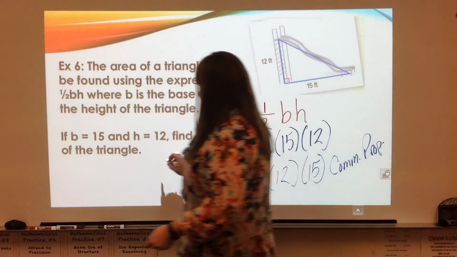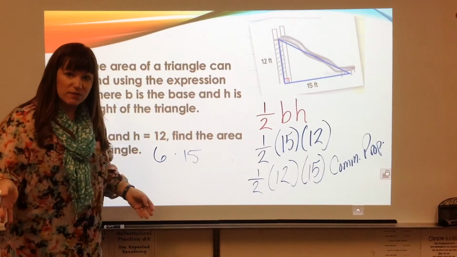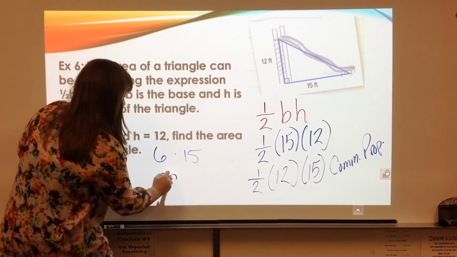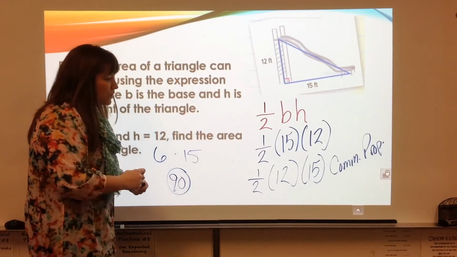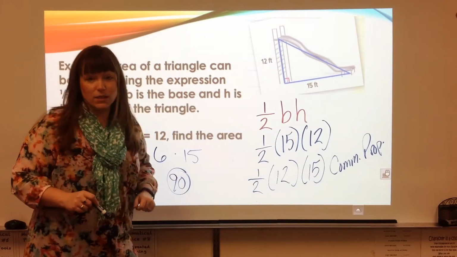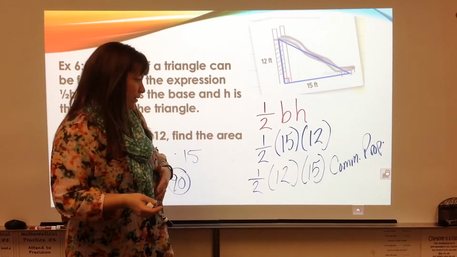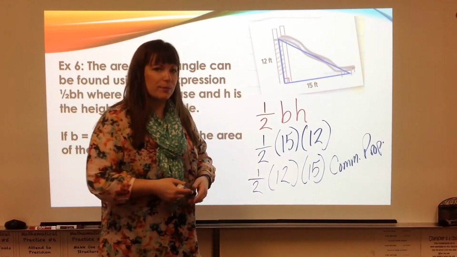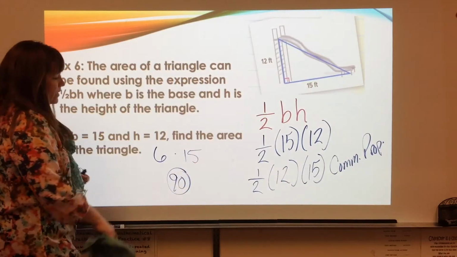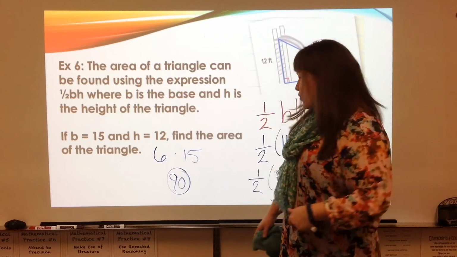So 1/2 of 12 is 6. And then now I just have to multiply 6 times 15, which is 90. So the commutative property helped us move the numbers around so that we can do the math easier in our head. We didn't have to find 1/2 of 15 and then multiply it by 12. Could we have? Absolutely, but it makes our lives a little bit easier. Go ahead and draw a star on the left bottom corner.